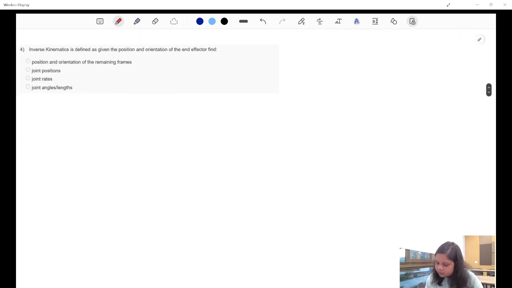Inverse kinematics is defined as: given the position and orientation of the end effector, find what. As discussed now, we find joint angles and joint lengths. We don't find the joint positions because there is no meaning in this. Joint rates can be associated with a velocity, but we'll see in the next class that we have the Jacobian for this. And we don't find the position and orientation of the remaining frames. Rather, we find the angles that we are getting from them.